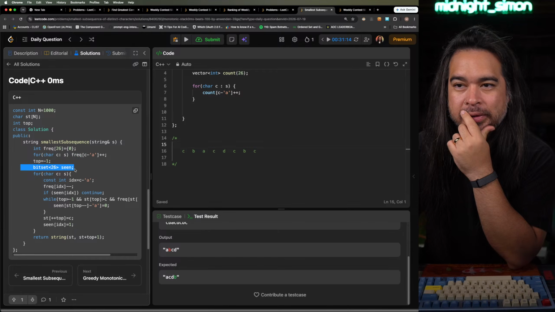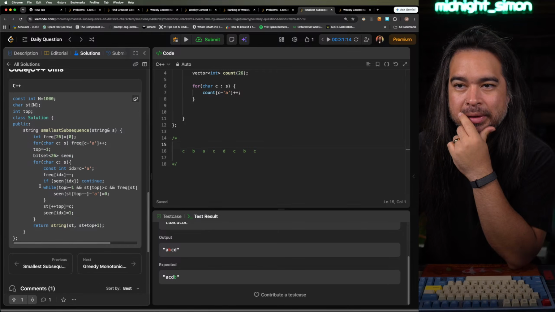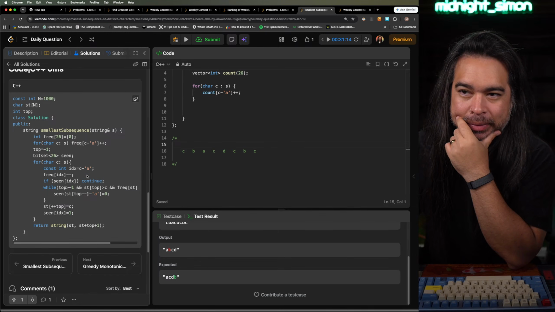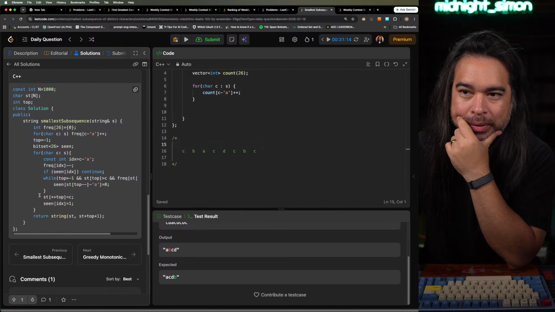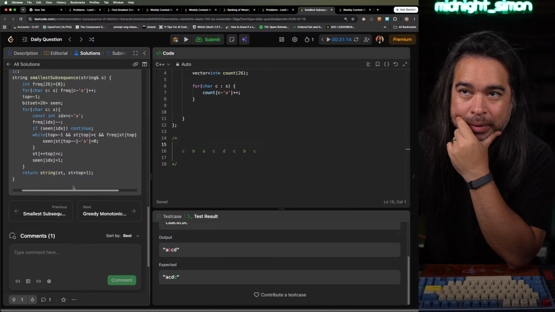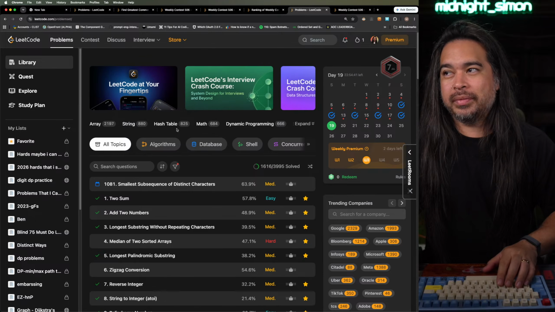Alright, so frequency, bitmask. Dang, bit set. So iterate through. No, this one's too bumping for me. It's too bumping, man. Daily problem too hard.